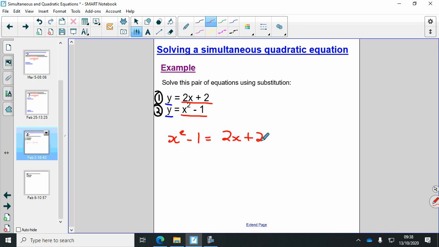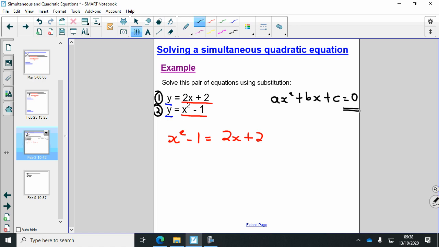Okay, so that's helpful. Now, when we're solving a quadratic equation, it always needs to be of the form ax squared plus bx plus c equals 0. Now the 0 is the key bit. We can only solve it when it's equal to 0. And at the moment, the quadratic is not equal to 0. The quadratic, x squared minus 1, is equal to 2x plus 2.